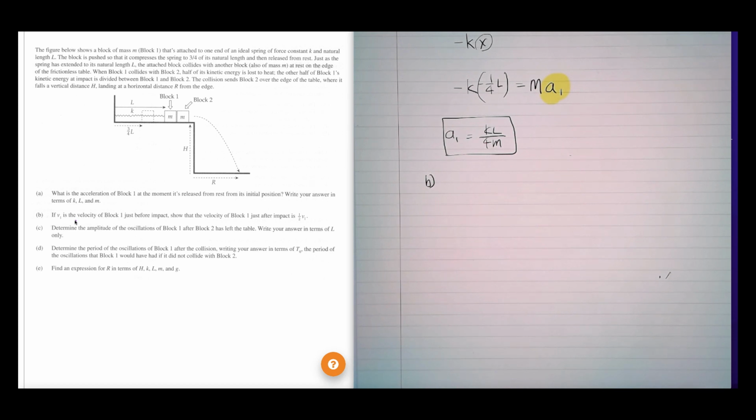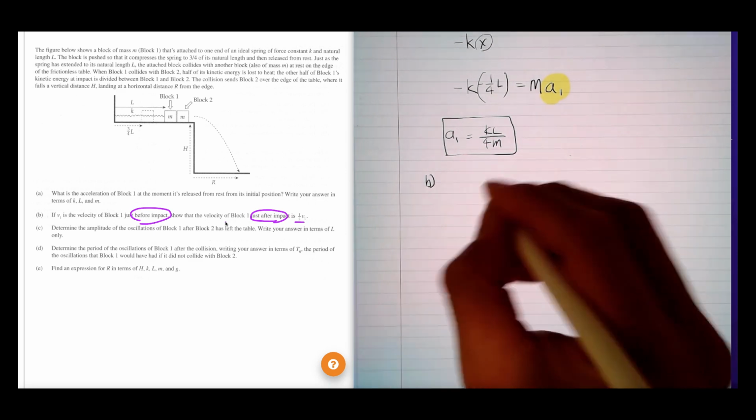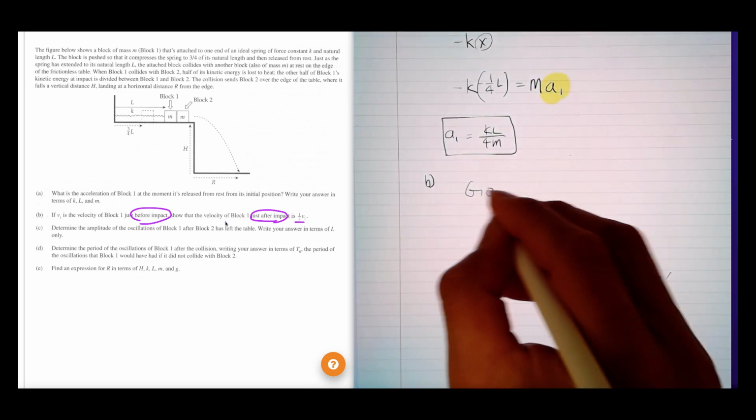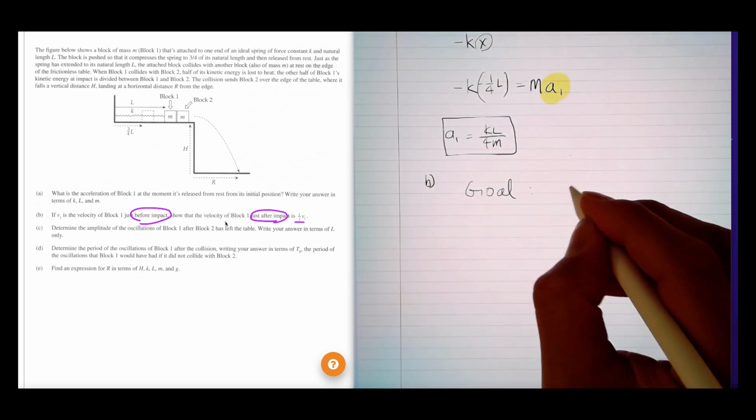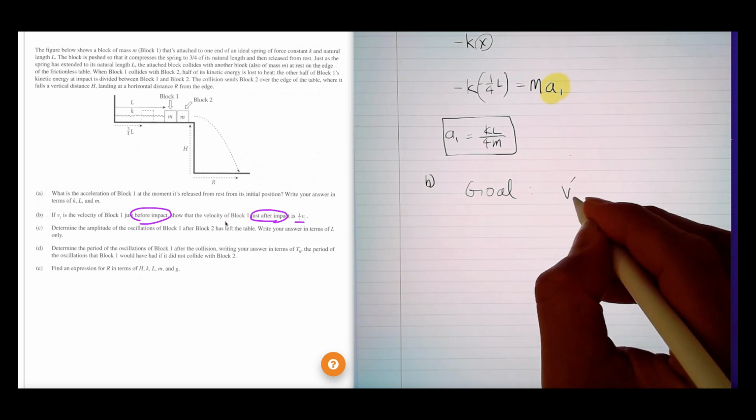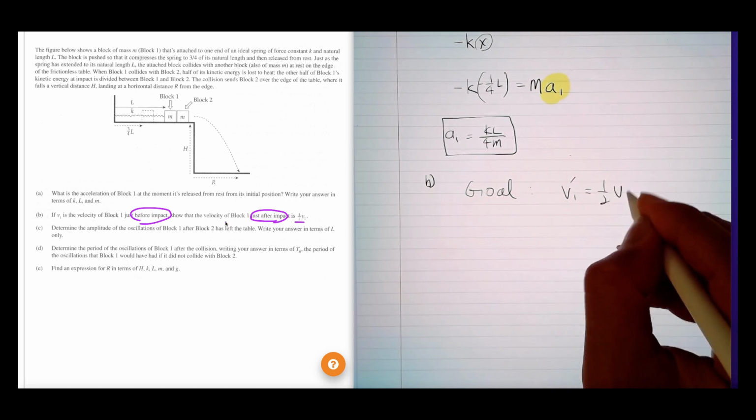Okay, part B. If v1 is the velocity of block 1 just before the impact, show the velocity of block 1 just after the impact is 1/2 v1. So the goal of the problem is to show that v1 prime is equal to 1/2 v1.